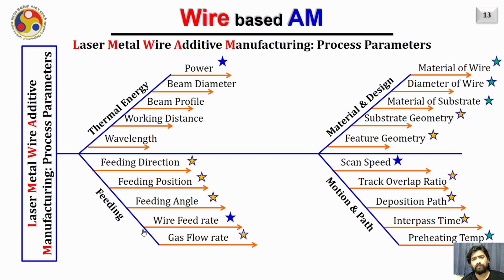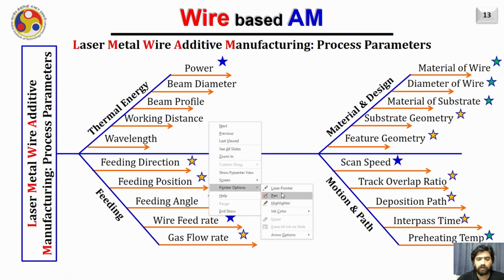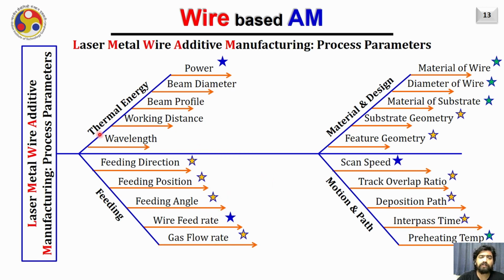Now let us discuss the different process parameters associated with laser metal wire additive manufacturing. These process parameters are divided into four categories. The first is the thermal energy. The second is material and design. The third is feeding, and the fourth is motion and path.